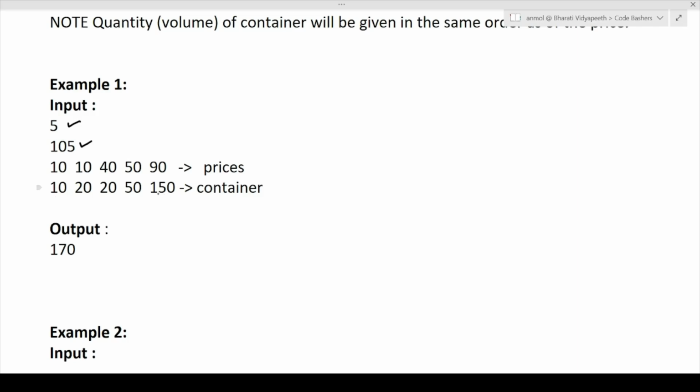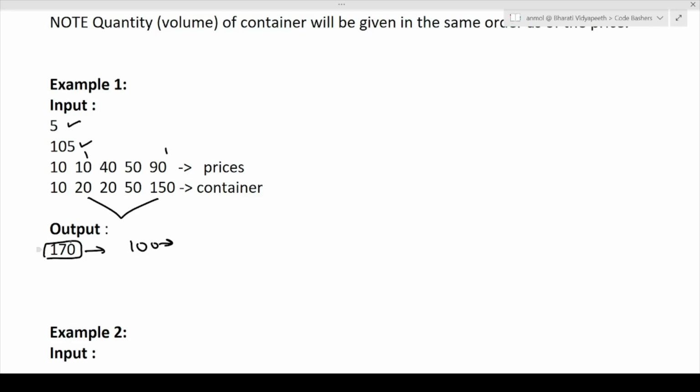So now Hari has 105 units of money, and he has to buy the maximum quantity of fuel that he can. Here you can see the maximum quantity he can buy is with this particular combination, that is 20 plus 150, that is 170. The price will be 10 plus 90 equal to 100. So for 100 rupees he can buy 170 kgs of fuel.